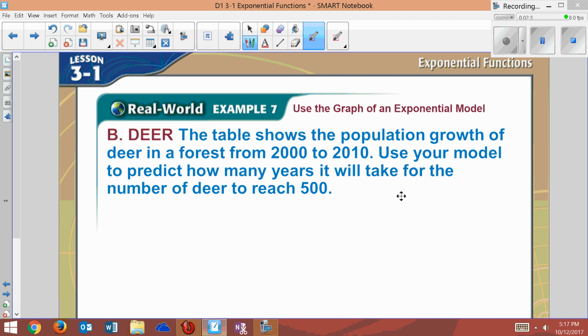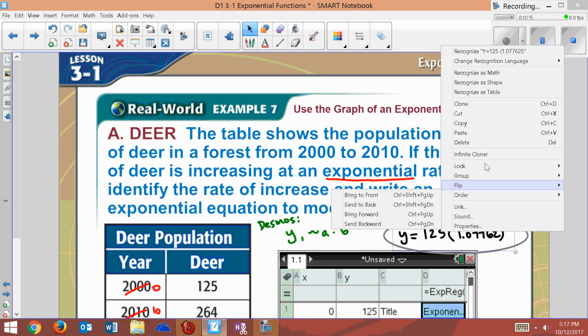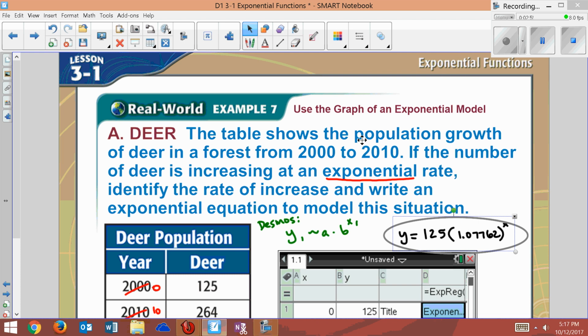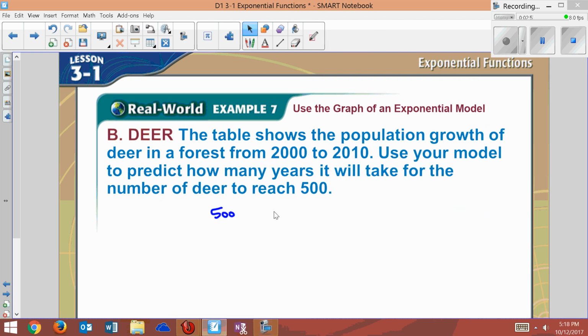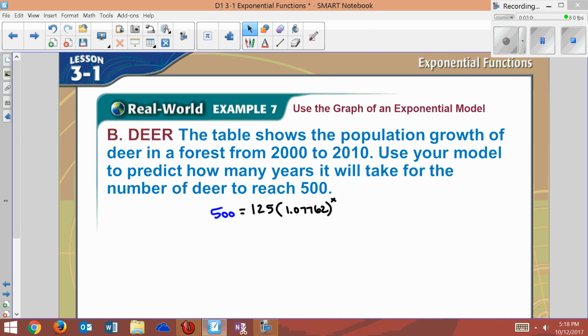Now let's try part B. It says use your model to predict how many years it would take for the number of deer to increase to 500. So that means 500 will need to equal that rate I just found over here. So if I copied all this and pasted it, instead of saying y equals, we would say 500 equals that, and we would solve. So we would need y to be the 500. That's what we're doing there.